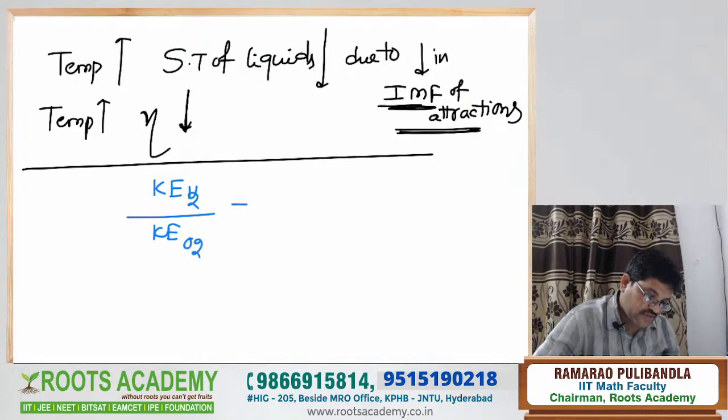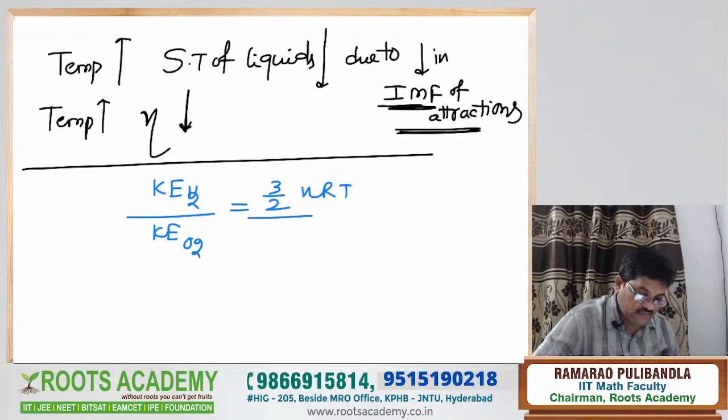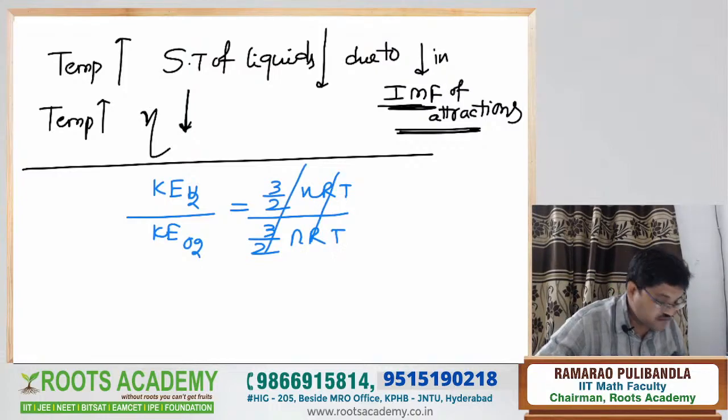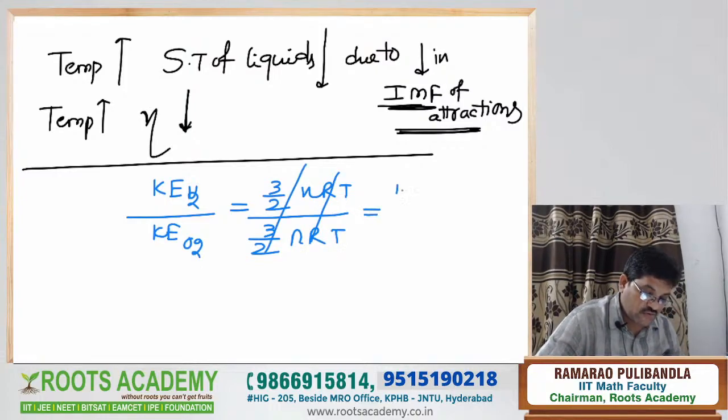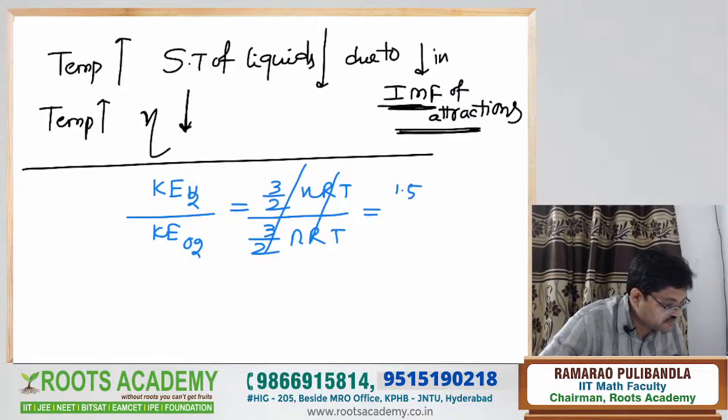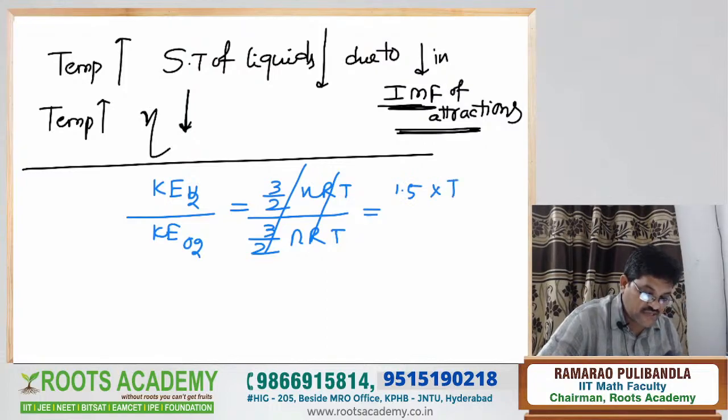So what is the formula for kinetic energy? 3 by 2 nRT. R is cancelled. 3 by 2 cancel. 3 grams means what do you write? 1.5 moles. Temperature given how much? At a given temperature, T is there.